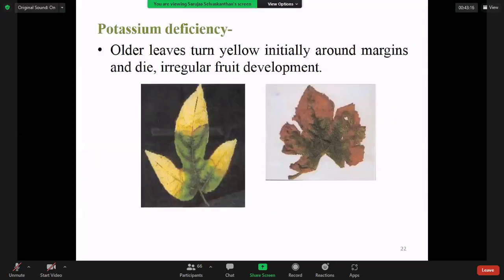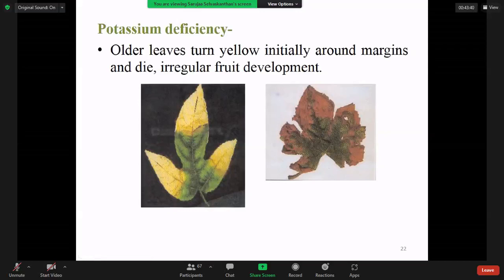Potassium deficiency. All the leaves turn yellow, initially around the margin, and die, with irregular fruit formation. Around the margin, yellow color change will be obtained, and irregular fruit development.